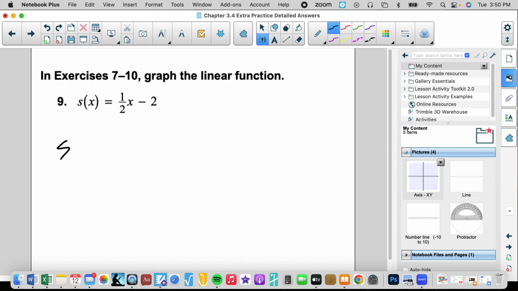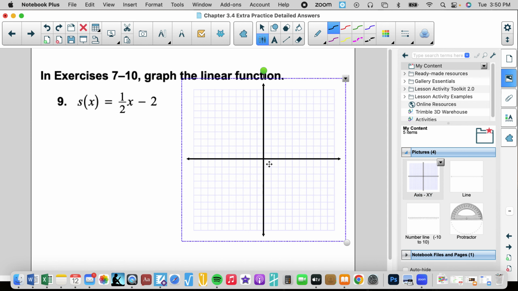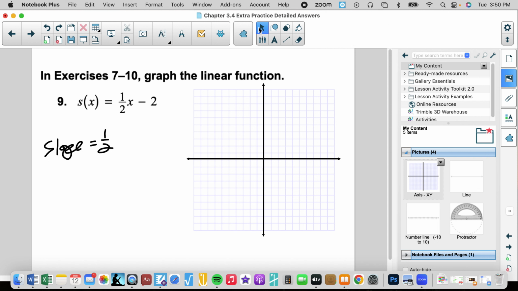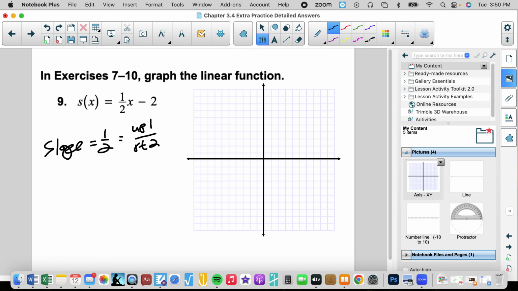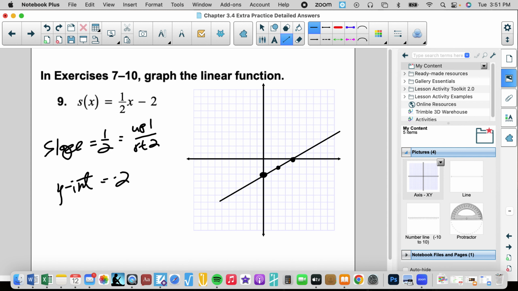This one is in slope-intercept form, so I don't have to rewrite it. I do have to pull a graph out. And my slope is going to equal 1/2, which means up 1, right 2. My y-intercept is negative 2. We always start at the y-intercept, and we use our slope. Up 1, right 2. Up 1, right 2. Connect those lines. Again, kind of good, but not perfect. That looks a whole lot better. Arrows and plotting 3 points.